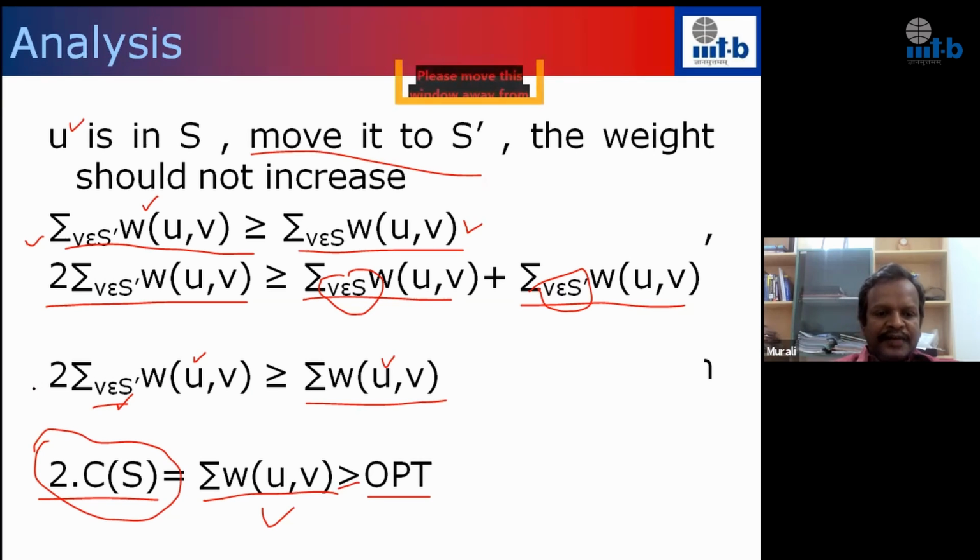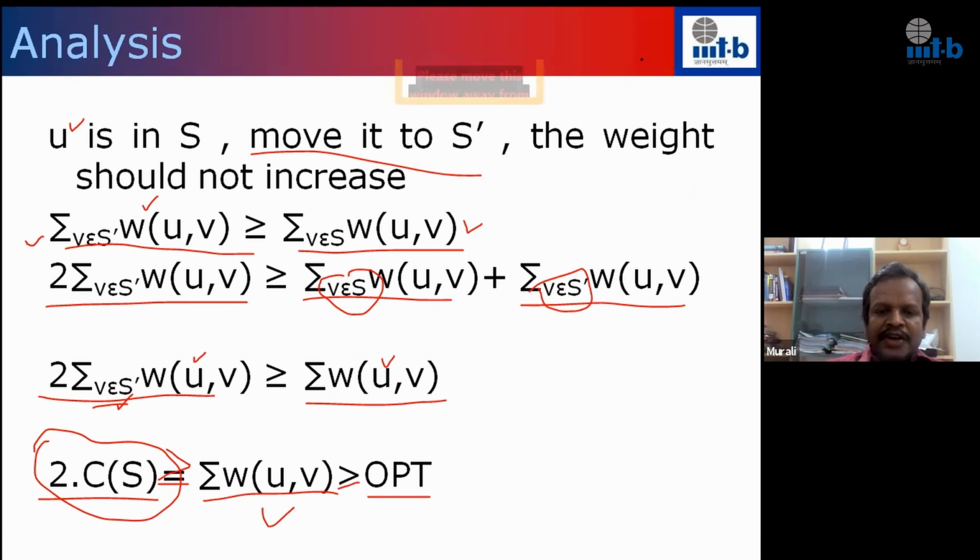So the left hand side, when you add up, this should be written as greater than or equal to here. When I add up on the left hand side, what you get is 2 times the weight of the cut, which is greater than or equal to the total sum of the weights on the edges, which is going to be greater than the optimum. So you can write this as the cut weight is greater than or equal to half of the optimum. So what I have is a half approximation algorithm.